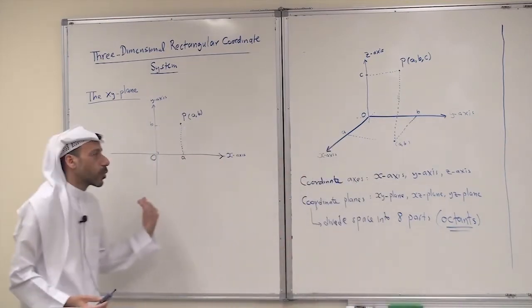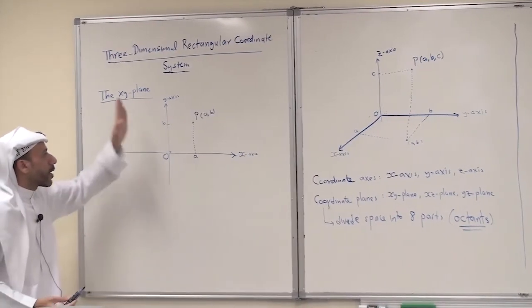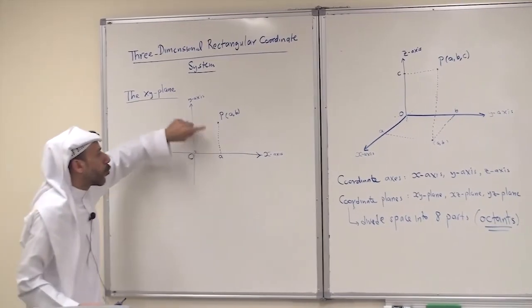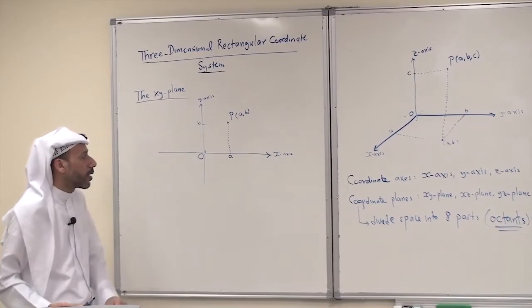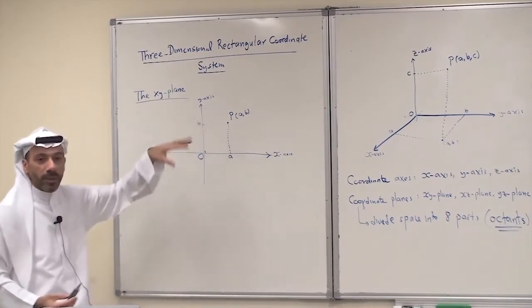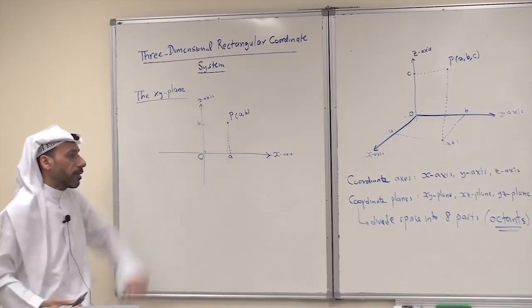If you compare it to the XY plane, the X axis and the Y axis divide the plane into four quadrants: first, second, third, and fourth. And the quadrants are numbered in the counterclockwise manner.